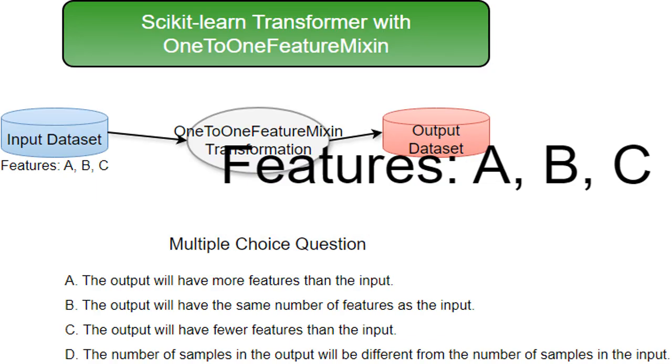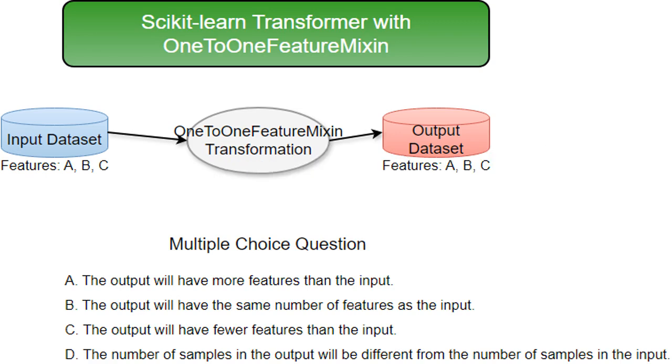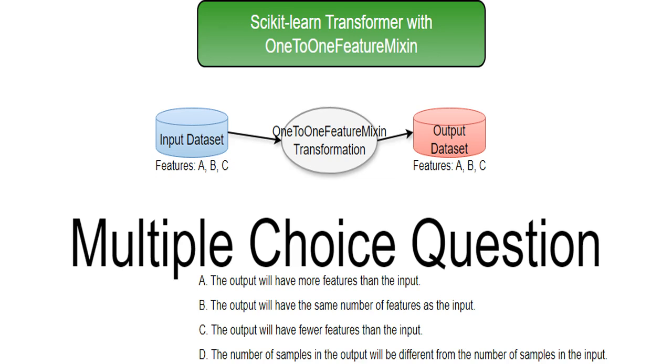This is wrong because OneToOneFeatureMixin doesn't add features. The number of features stays the same. This is correct. The OneToOneFeatureMixin ensures that, and that's what we've just worked through. This is also incorrect. OneToOneFeatureMixin doesn't remove features. This is false. OneToOneFeatureMixin focuses only on features, leaving the number of samples untouched.